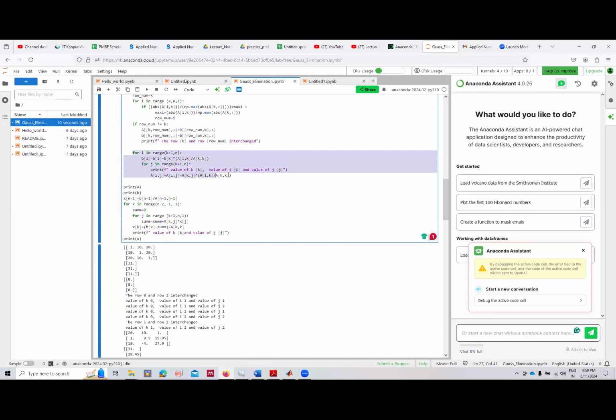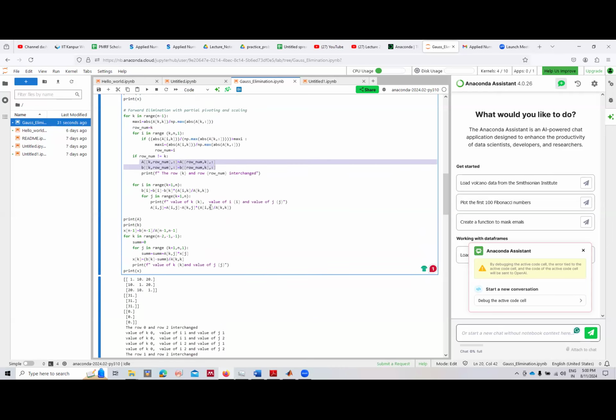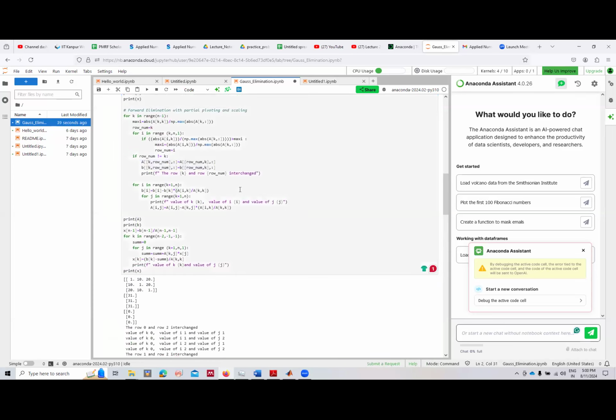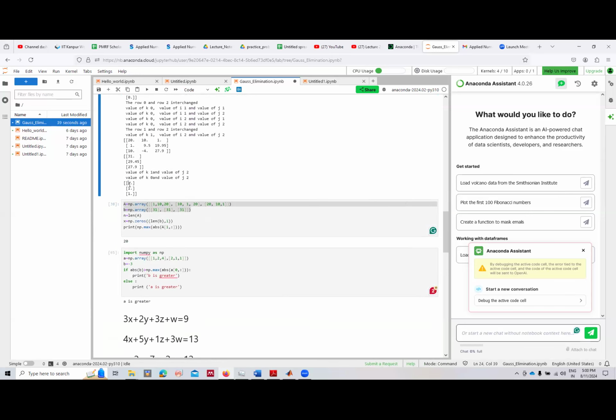Then the usual procedure we did in naive Gauss elimination, we will do. Only that we first check whether these two conditions are satisfied or not. If not, we will swap the kth row and row num. Now if I press shift enter, you see, we are getting the same x value.